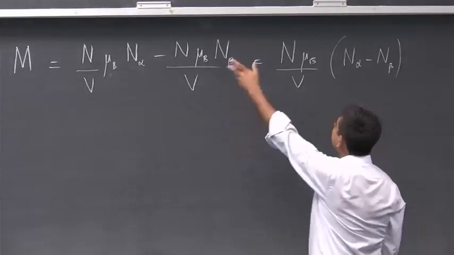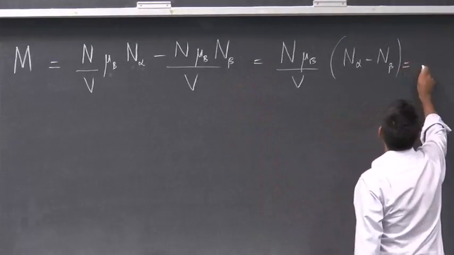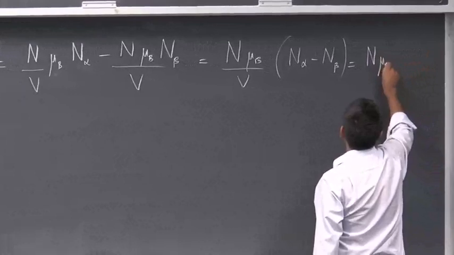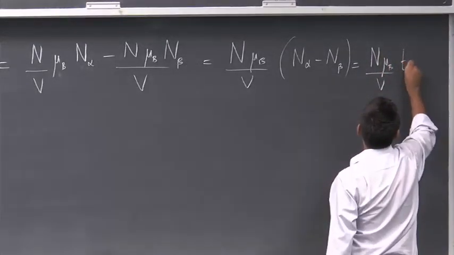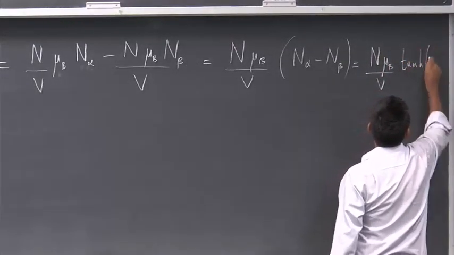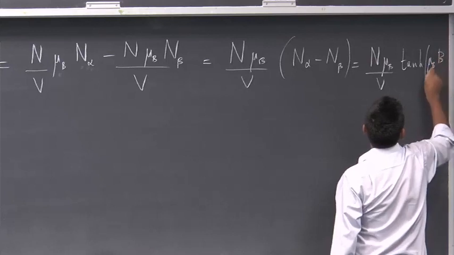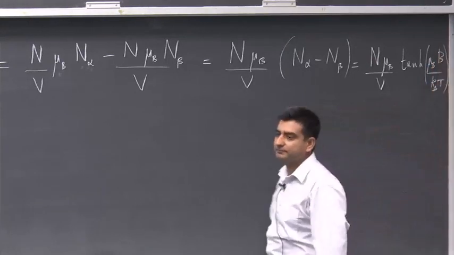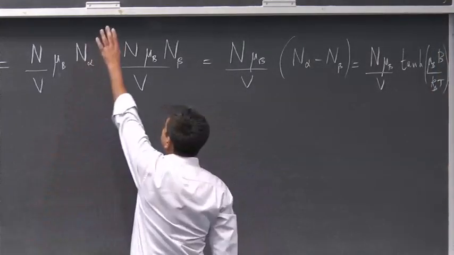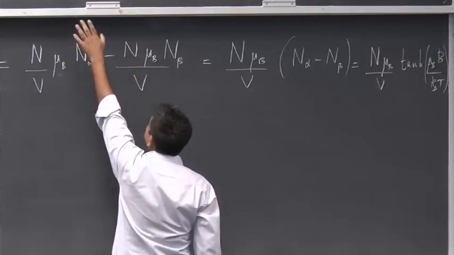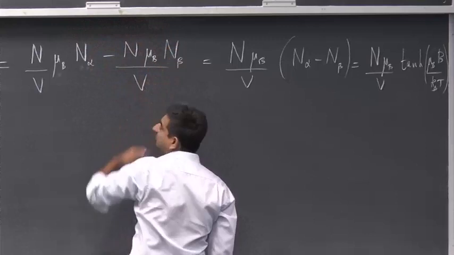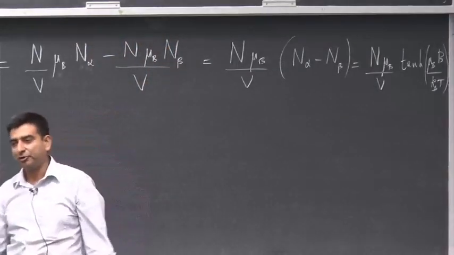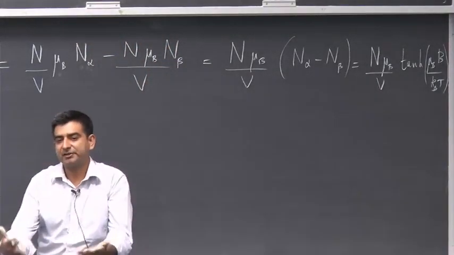And if you plug in these values, this turns out to be n mu b over V into tanh(mu b B over kBT). Because if you do the subtraction, exponent mu b B over kBT minus exponent minus mu b B over kBT is the sinh function. You divide this by the cosh function, you get the tanh function.